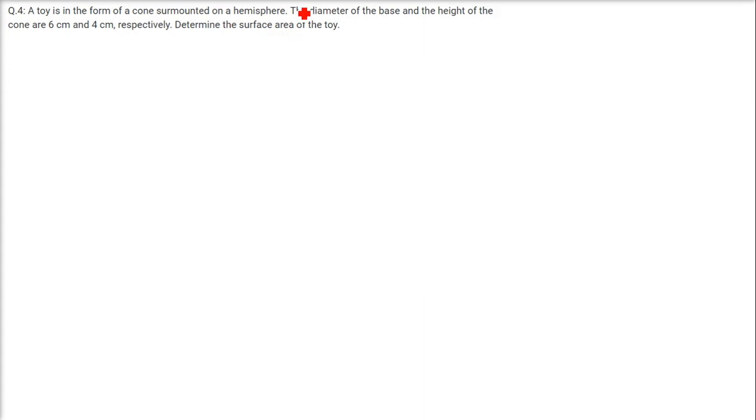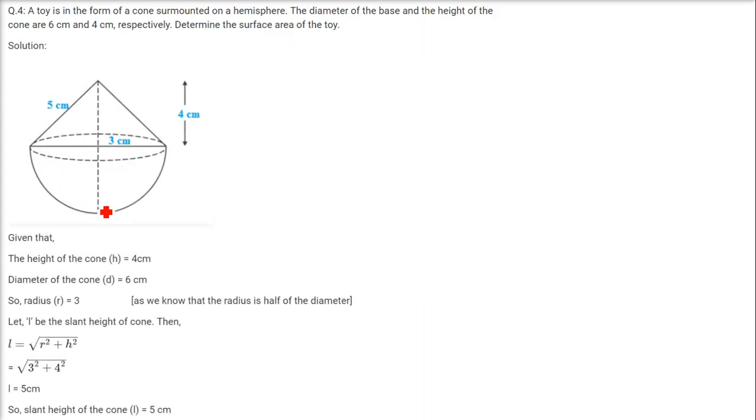A toy is in the form of a cone surmounted by a hemisphere. So this is a cone surmounted by a hemisphere. So the diameter of the base and the height of the cone are 6 cm and 4 cm. Determine the surface area of the toy. So now we have this as 3 and this is 4.